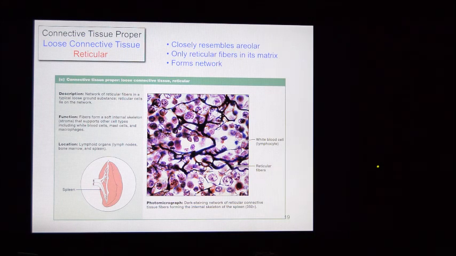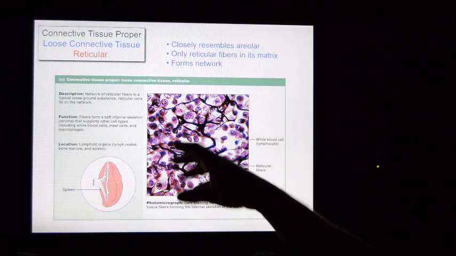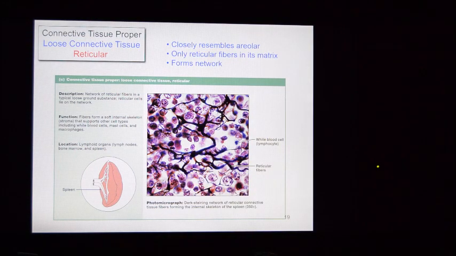Next is reticular fiber, and this goes hand in hand with reticular connective tissue. This is found in the spleen, found in the lymph nodes. You get this net-like situation, which traps debris, potentially trapping infected cells or bacteria, and allowing your white blood cells to track down and destroy those, and then potentially activating a further immune response. So that's really all I have to say about reticular connective tissue.